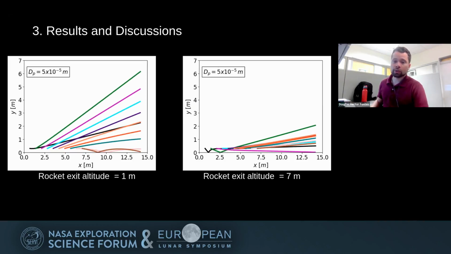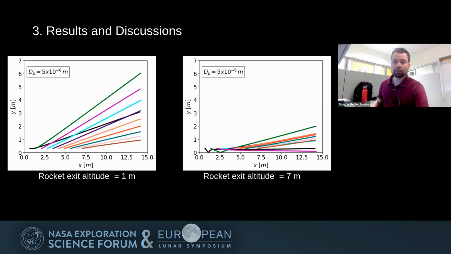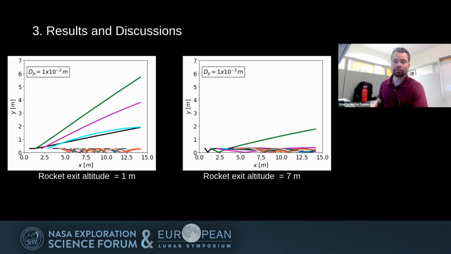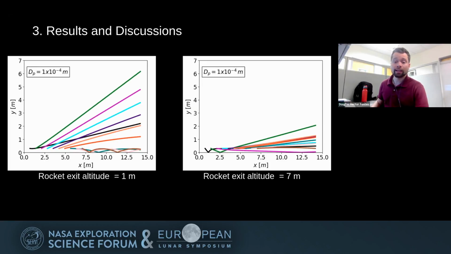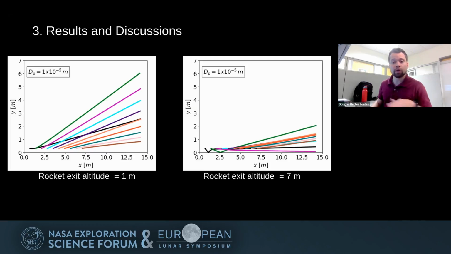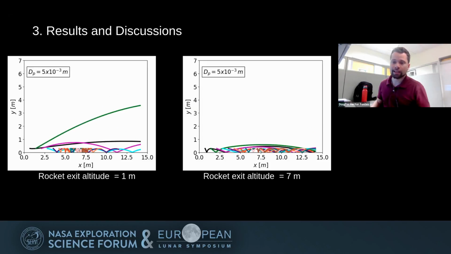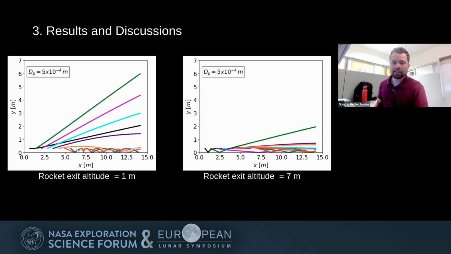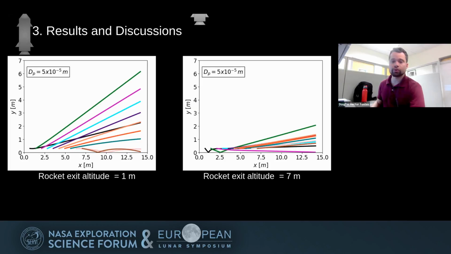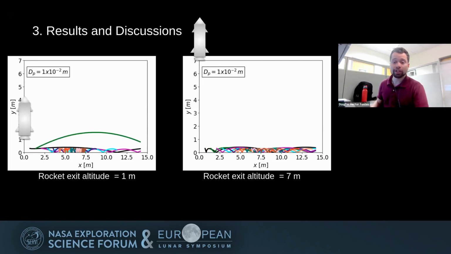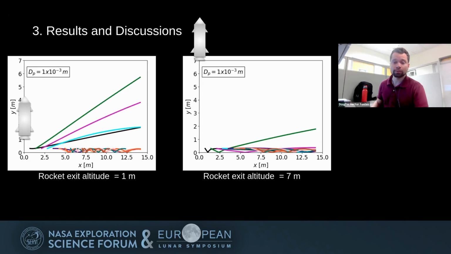These figures show particle trajectories plotted on a longitudinal plane, X and Y. X represents radial distance from the center line, and Y is the vertical distance from the bottom surface to the rocket exit. On the left side, we have particle trajectories for a lander at 1 meter in altitude, and on the right side, particle trajectories for a lander at 7 meters in altitude.